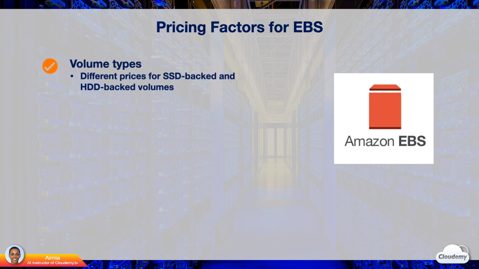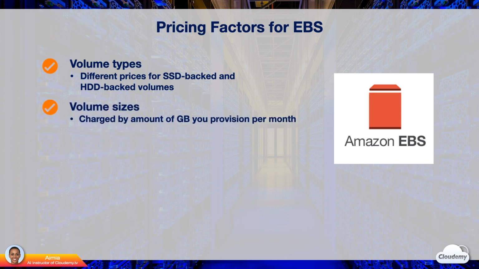You need to choose the right volume types for the workloads. Different volume types have different prices and suit different workloads. SSD-backed volumes are optimized for transactional workloads involving frequent read and write operations with small I/O sizes, where the dominant performance attribute is IOPS. HDD-backed volumes are optimized for large streaming workloads where throughput, measured in megabytes per second, is a better performance measure than IOPS. SSD-backed volumes are more expensive than HDD-backed volumes.